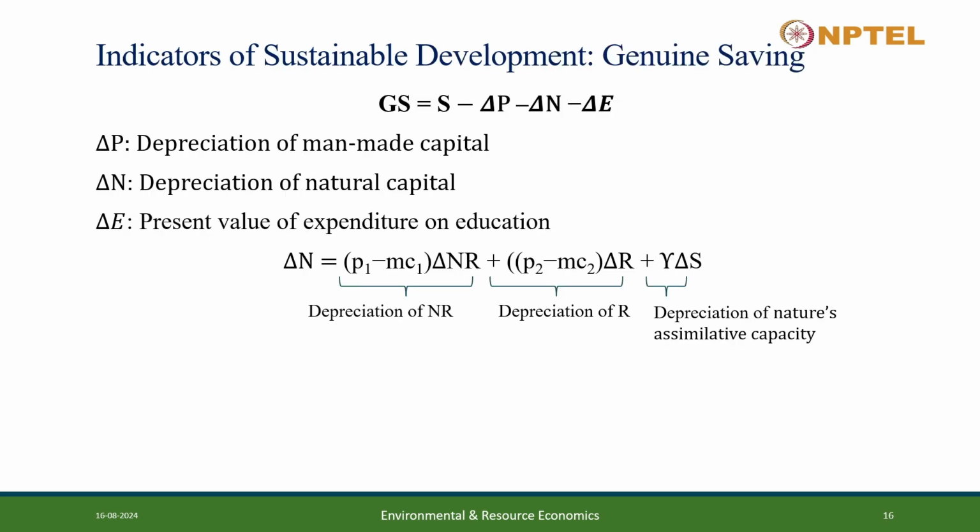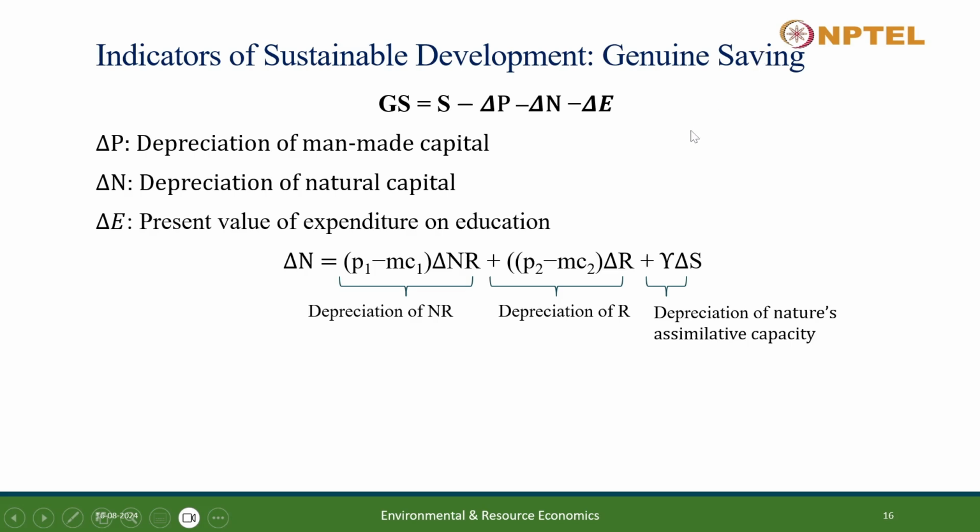Next is another indicator, which is genuine saving. Genuine saving is given by total saving minus depreciation of man-made capital, depreciation of natural capital, and the present value of expenditure on education. So from total saving, we subtract these other components, and then we get the genuine saving component.